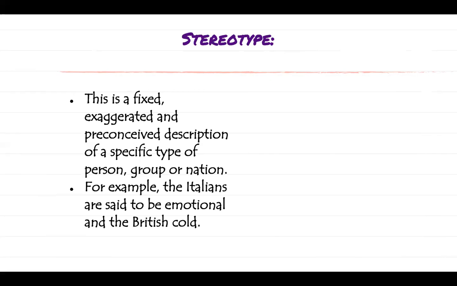For example, the Italians are said to be emotional and the British cold. Okay, so these are stereotypes. These are by no means opinions of myself or the STEM digital school. Understand that. These are general stereotypes that people, I think, are sort of identified by or that they go by.